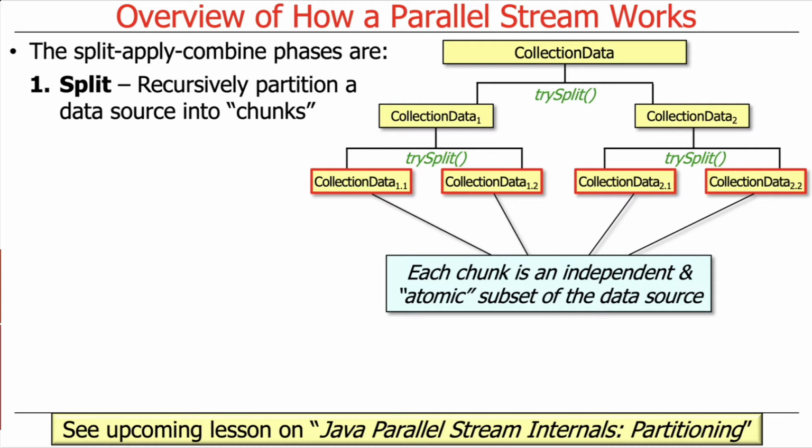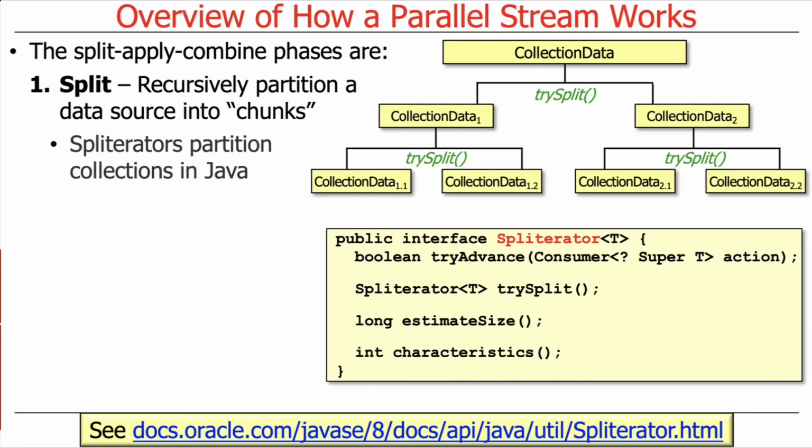Each chunk that's created with the split phase is independent and atomic. So it's basically a set of subsets of the original data source, and each one ideally will be independent of the others, so there are no dependencies, which makes things work better for embarrassingly parallel reasons. The way this happens under the hood with parallel streams is by using spliterators. Spliterators will be used to partition, say, collections in Java into their atomic-sized chunks. And the way the spliterators work with the collections that come out of the box, like ArrayList and HashSet and so on, is they split them up into atomic-sized elements of size 1.